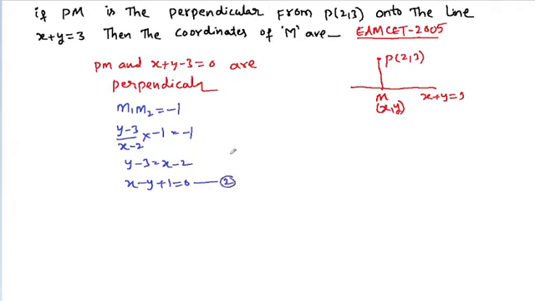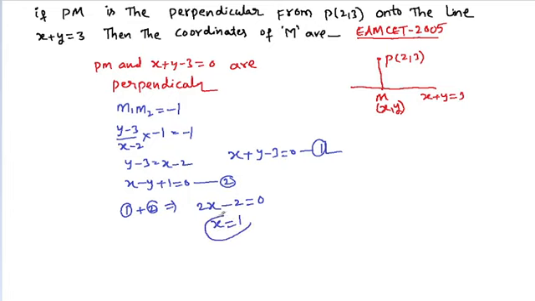This is the second line, and x plus y minus 3 is equal to 0, this is the first line. Solving 1 and 2, first equation plus second equation. So that is x plus x, 2x, y will cancel. Minus 3 plus 1, minus 2 is equal to 0. x is equal to 1.